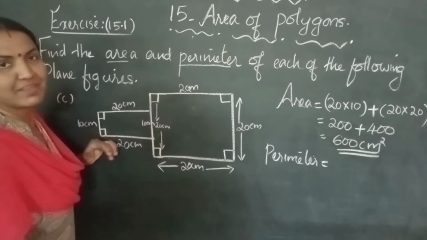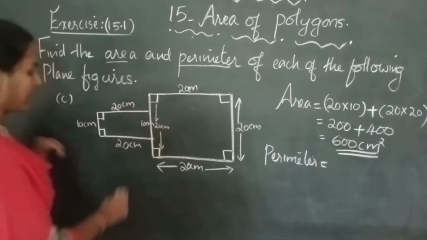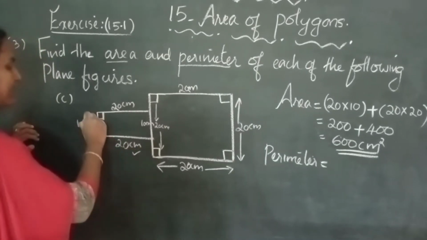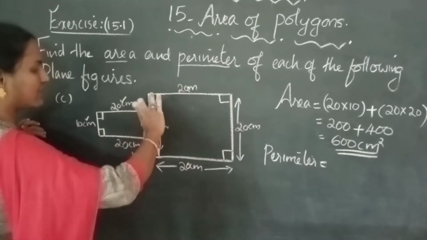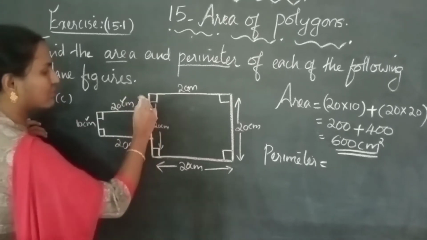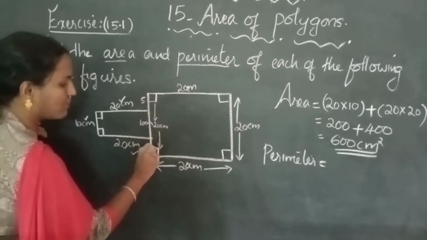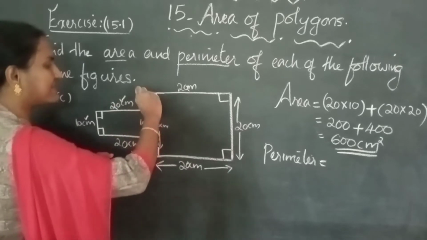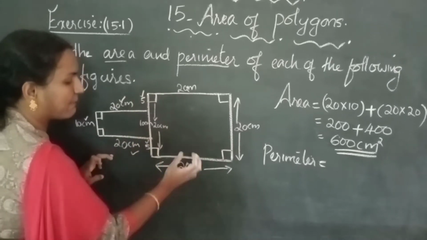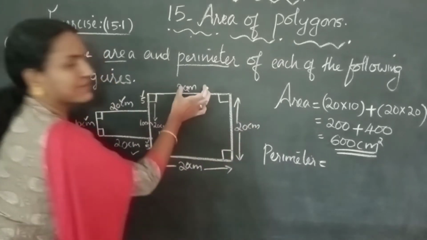Then perimeter. Perimeter means the sum of the lengths of the boundary. Okay. So 20 plus 10 plus 20. Then this one, total 20. This is 10, so this is 5. This is also 5. So 20 plus 10 plus 20 plus 5 plus 5 plus 20 plus 20 plus 20.